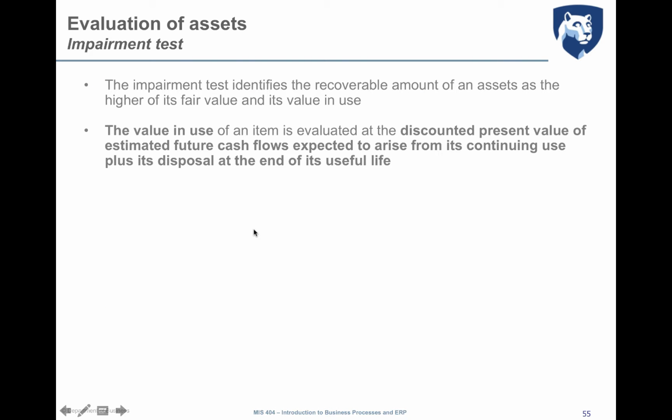With the impairment test, the book value of the asset is compared to what we call the value in use of this item, and the value in use of the item is evaluated as the discounted present value of estimated future cash flow expected to arise from the continuing use of these assets until the end of its life cycle.